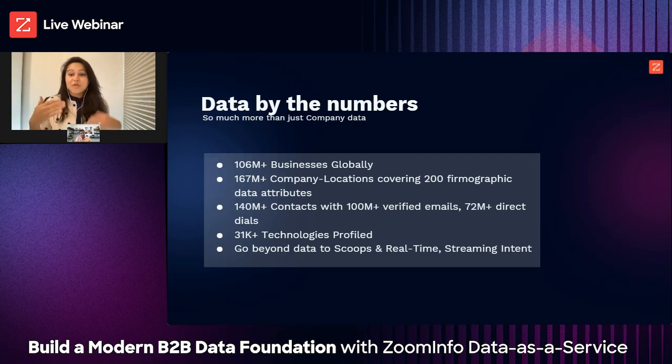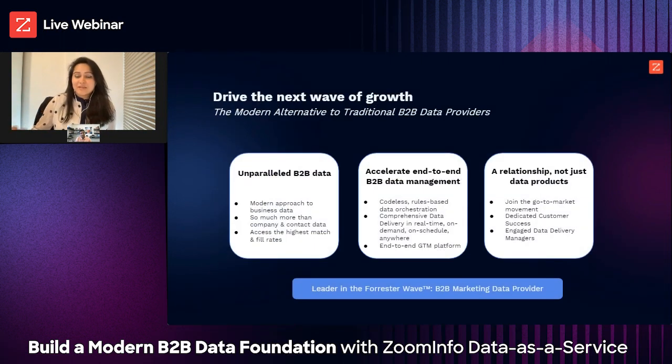But we go beyond, right? It's not just that. We have Scoops and real-time streaming intent. And of course, we have technographics and so much more that I haven't even listed here. So these numbers speak for themselves, and I think it's a solid foundation for us. But Amit, I would love for you to dive a little bit into why we are able to do this, in terms of having this high quality data set where people don't have to choose between coverage and accuracy. I'd love to hear a little bit more on that.